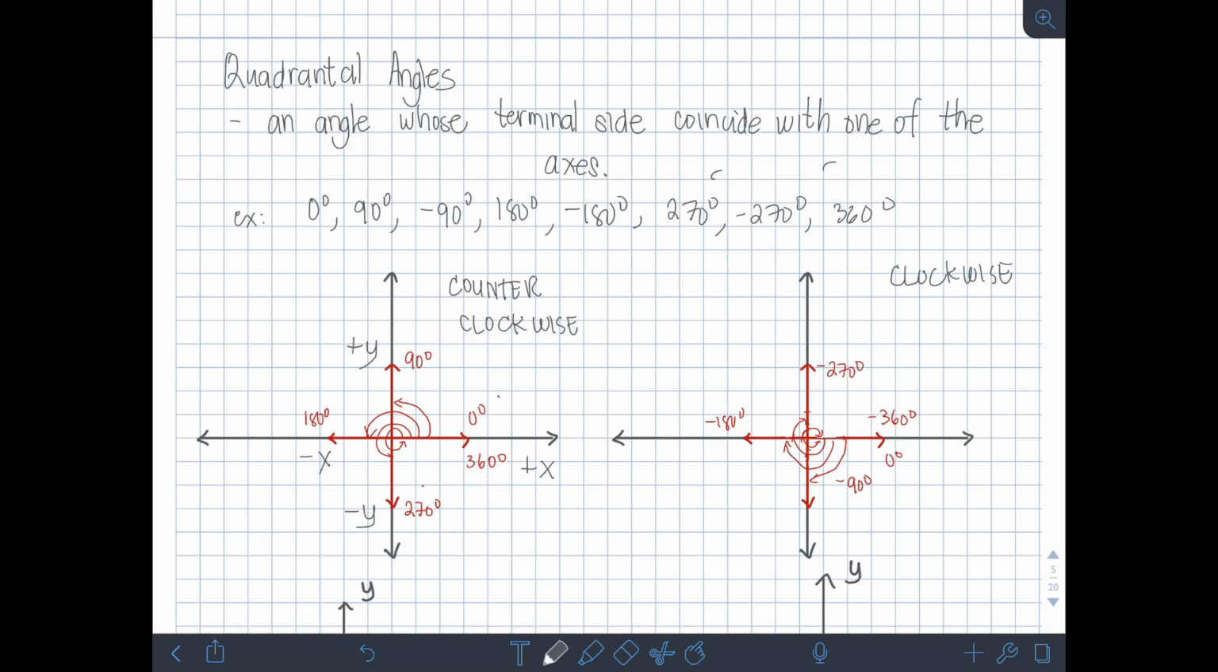Same as doon sa negative angle, which is yung pag-rotate natin ay clockwise. So, ito ay positive, dito ay negative. Ganun pa rin. Pwede tayo magkaroon ng negative 90 degree, which is yung terminal position natin ay negative y-axis. Negative 180 degree, yung terminal position natin ay nasa negative x-axis. Negative 270 degree, yung terminal position natin ay nasa positive y. Tapos, kung 0 or negative 360, coterminal sila. So, therefore, pareho silang nasa positive x-axis.